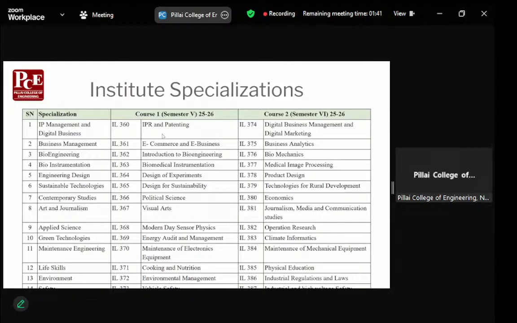I repeat again, one more important thing is that once you choose your specialization, you cannot change it in SEM 6. So please make your choice properly. We would be sharing the syllabus of all the courses which would be offered in SEM 5 and SEM 6 both. The link to the syllabus will be available in the Google form with which you will be filling your subject choices. So you can go through the syllabus content again and decide your specialization.